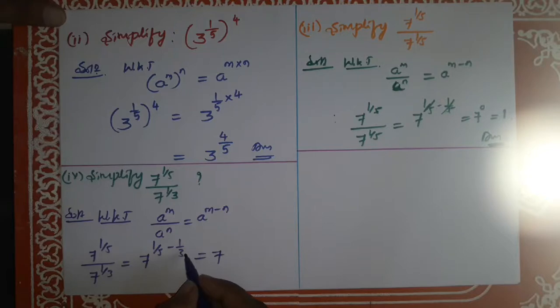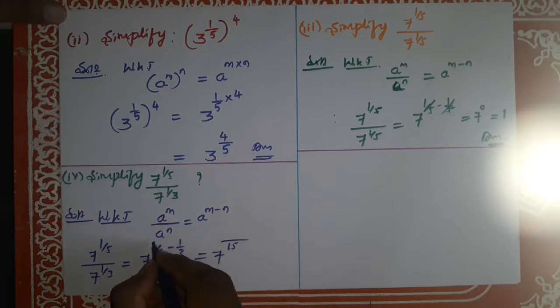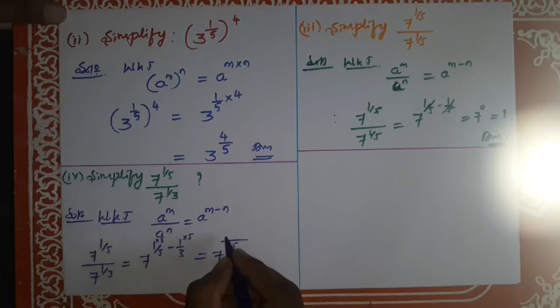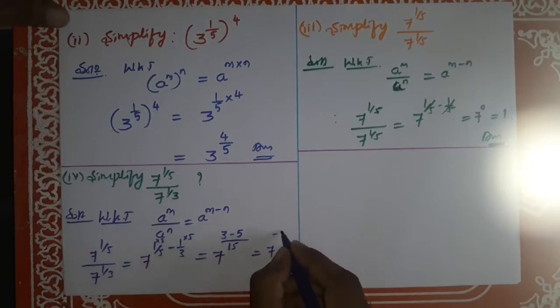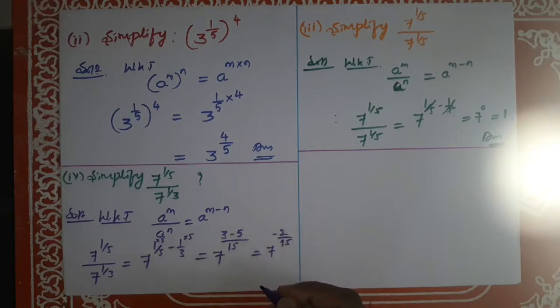the power of, 5 and 3 LCM is 15. So 5 3s are 15 and 3 5s are 15. 3 1s are 3 minus 5, which is equal to 7 to the power of 3 minus 5, which is equal to minus 2 by 15, and this is the answer.